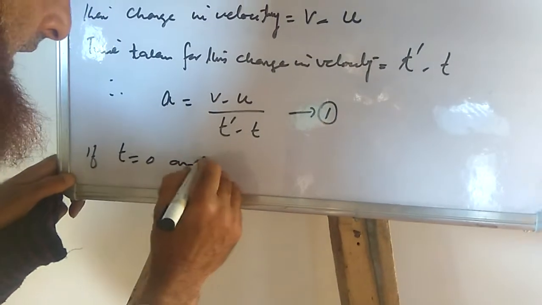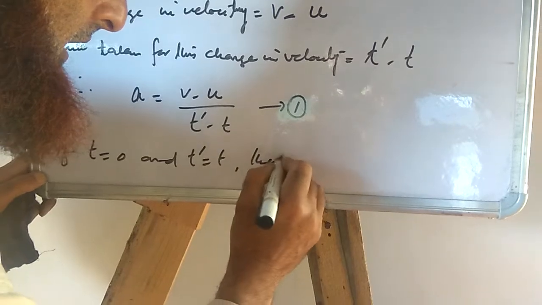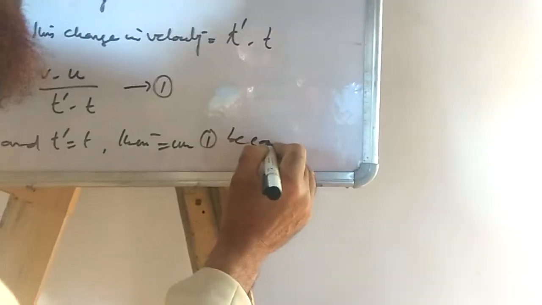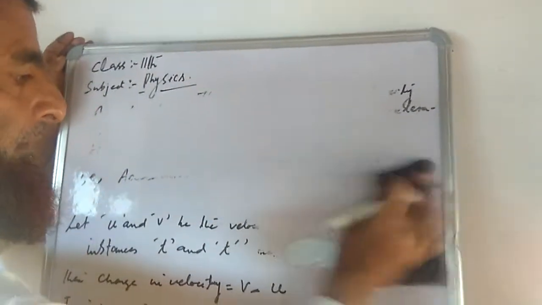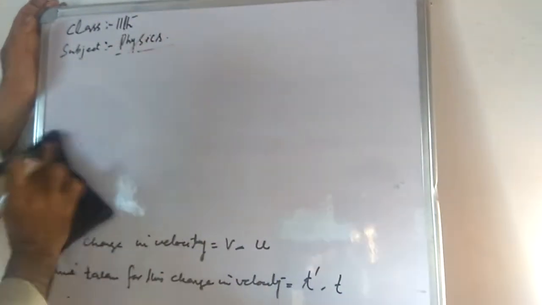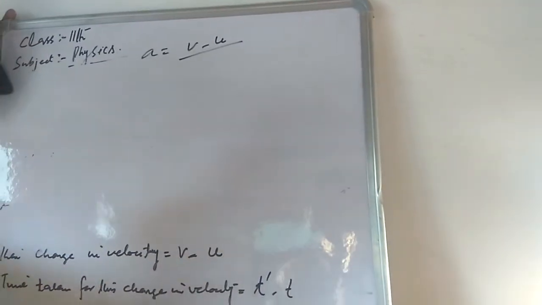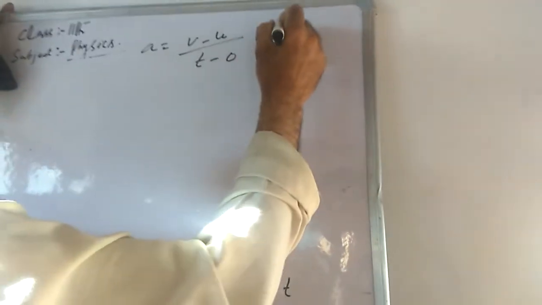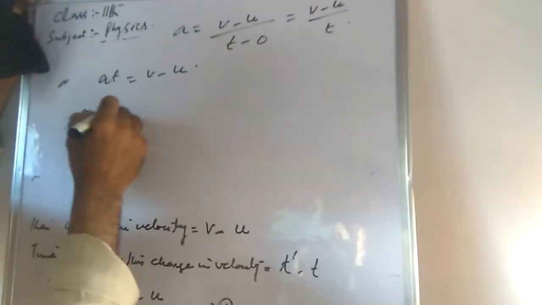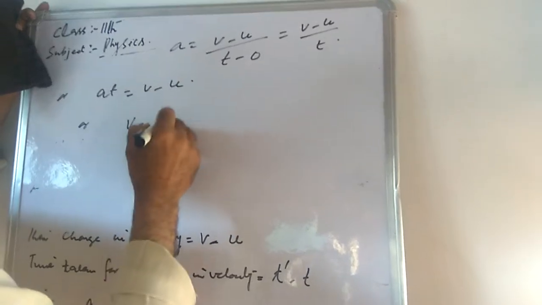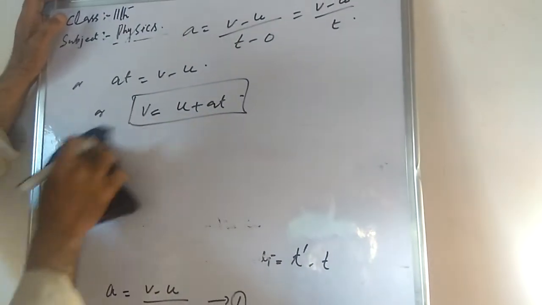Now, dear students, look here. If t is equal to 0 and t dash is equal to t, then equation one becomes a is equal to v minus u divided by t minus 0, that is v minus u divided by t, or at is equal to v minus u, or we will write v is equal to u plus at. This is how we calculate the acceleration.